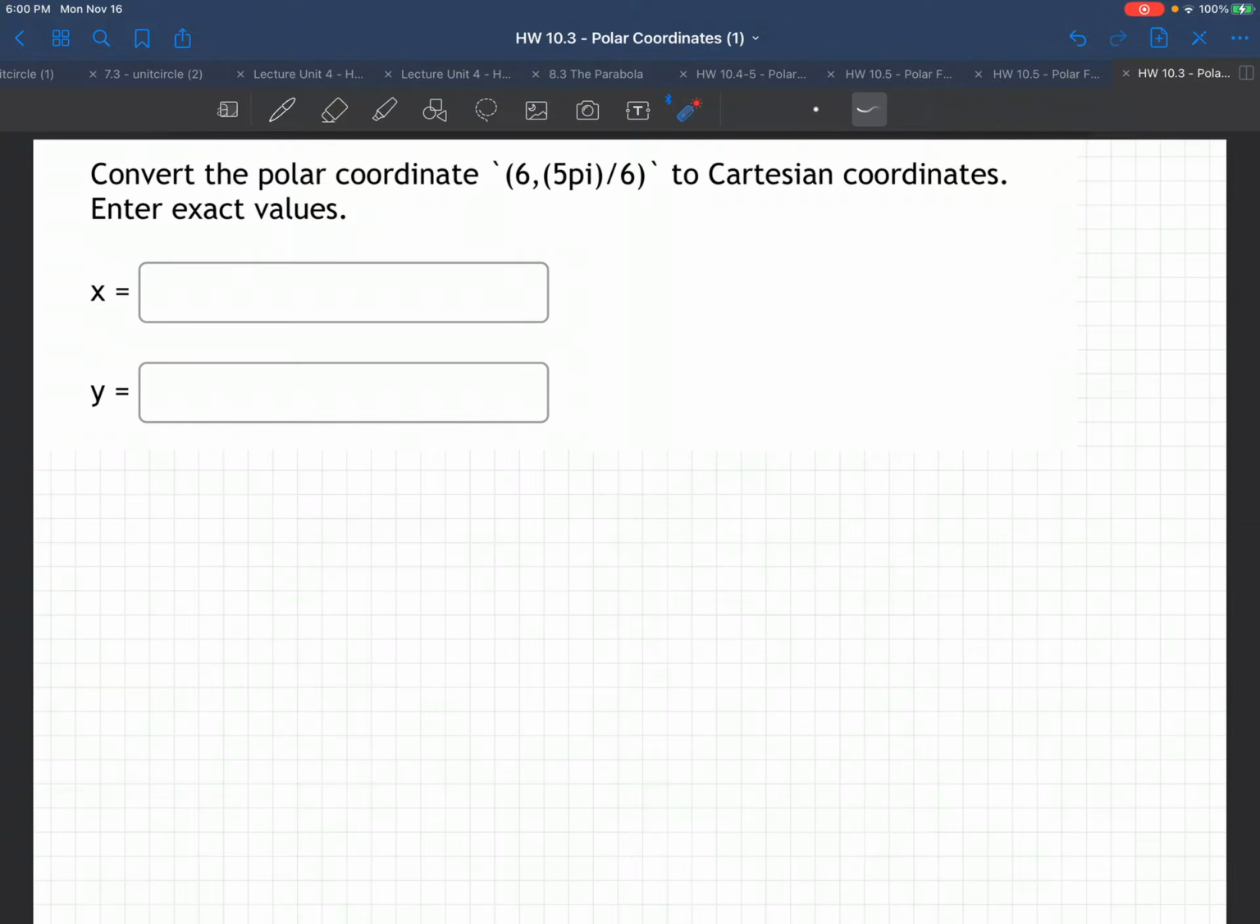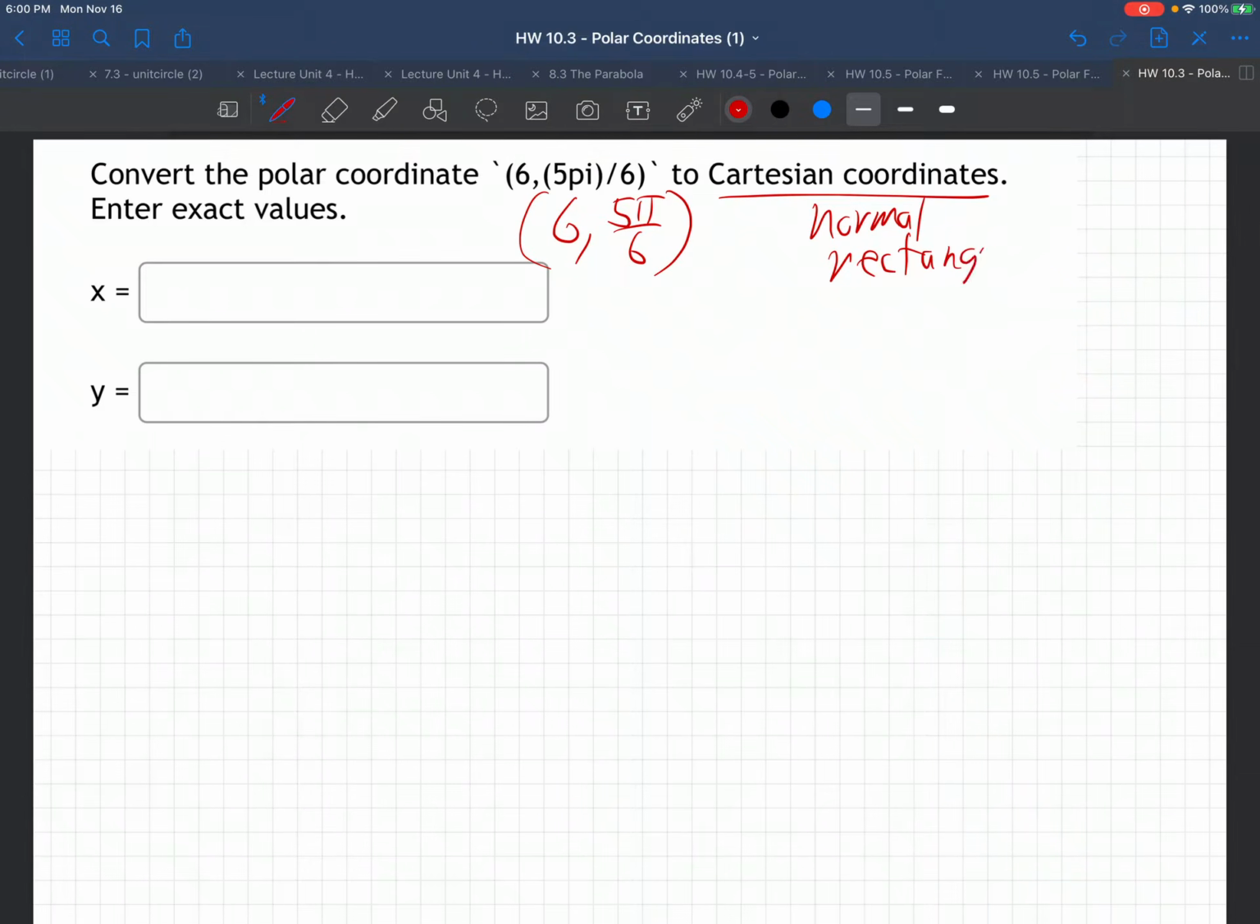Here's an example in which we're converting polar coordinates to Cartesian, and they want exact values. So let me rewrite this. This is (6, 5π/6). How do we change that to Cartesian, or normal, or what's also called rectangular, xy coordinates? How do we do that?